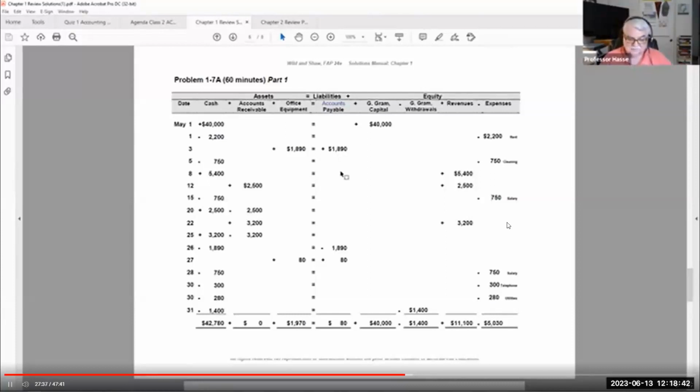The company paid $750 cash for this month's cleaning services. Again, cash is being reduced and we're paying an expense called cleaning. Notice money is going out and equity is going out, called an expense. Well, now equity is coming in on May 8th. The company provided consulting services for a client and collected $5,400 of cash. They deposit that cash in their bank account, increase, and they now have received increases of equity called revenue, $5,400. Money coming in, revenue, money going out, expense.